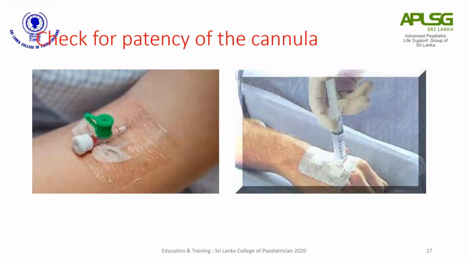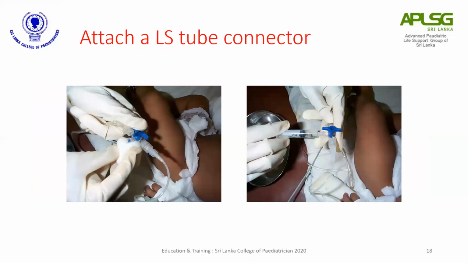How do you check the patency of the cannula? By giving a flush. If there is no resistance to the flow, that means the cannula is patent. And it is always advisable to attach a needleless connector, because in that case there won't be any additional weight on the cannula. You have to record the time and date of insertion. How long can you keep a cannula peripherally? Maybe up to 72 hours.